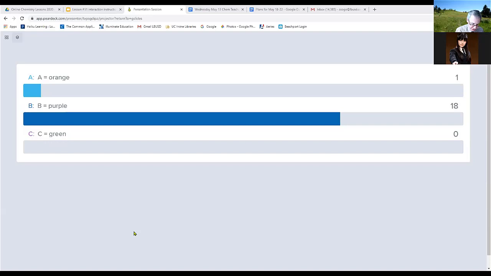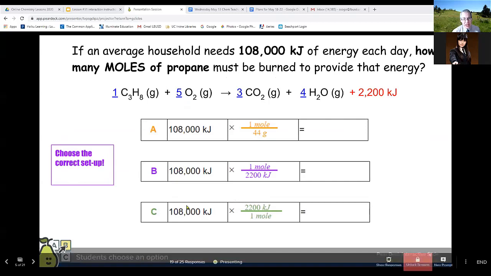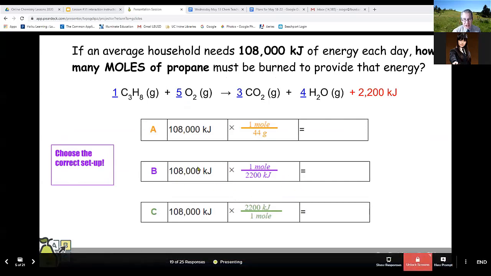And so let's go back and see the, okay, there we go. So B is the correct response, the purple one. The reason being the kilojoules here will cancel. When you choose the correct setup, then something has to cancel. Here I've got kilojoules and I've got grams on the bottom. Nothing's going to cancel in A, and nothing's going to cancel in C. I have kilojoules, but they're in the wrong place. Okay, so that's the idea there. Now let's go to the next slide.